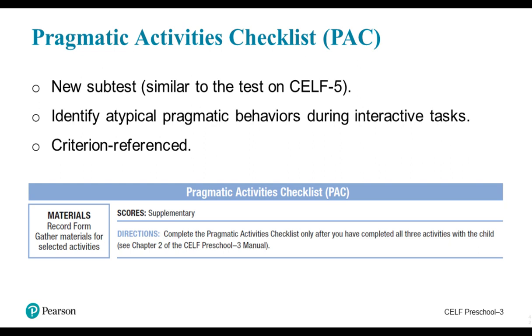So when I was going to talk about the contrast, the Descriptive Pragmatics Profile is a list of behaviors that you would expect to see for a child between ages 3 and 6. The Pragmatics Activities Checklist is similar to the test on CELF 5. If you're familiar with CELF 5, you'll know that these are lists of atypical behaviors that you might see. You have a choice of a number of interactive tasks to do with the child before, during, or after testing. If you want the child to have a little break during testing, you can choose one of those activities then, or you can save it for the end. You might even try it at the beginning if you're having difficulty establishing rapport. But you'll be checking off behaviors that are not typical of children at that age level. This is a criterion referenced checklist, and you won't be getting a score for it.